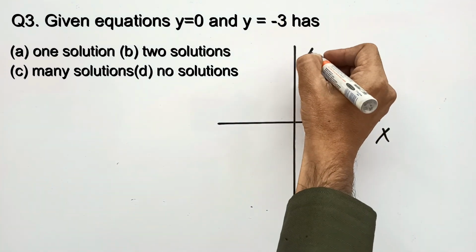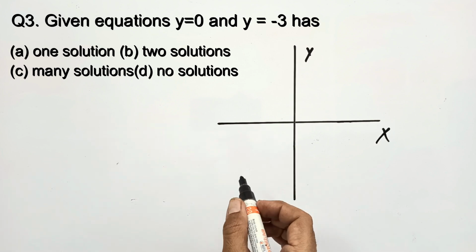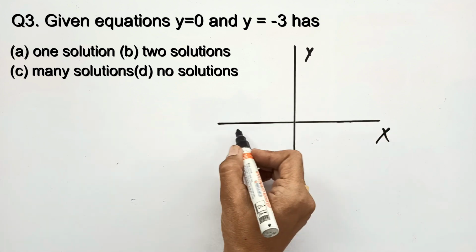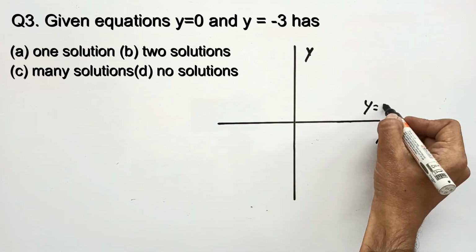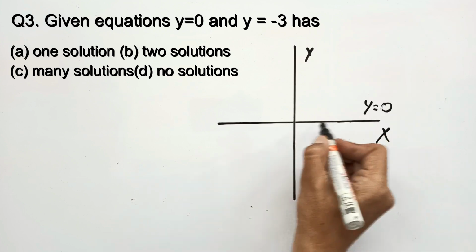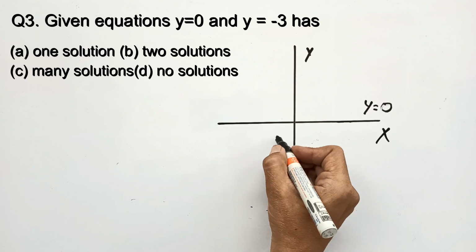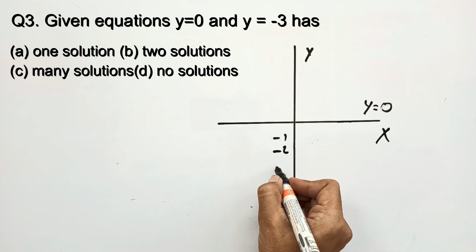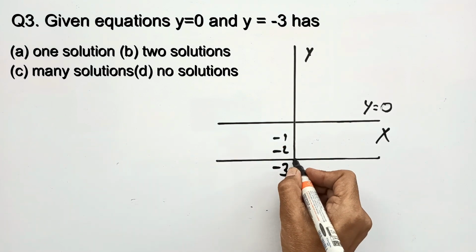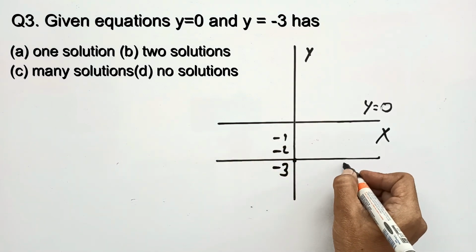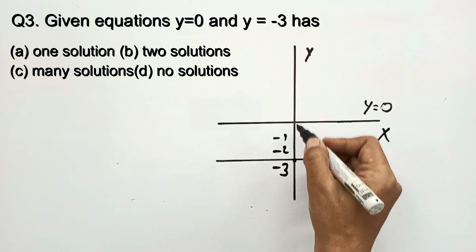X-axis, y-axis. Given that y is equal to 0. See, try to understand, y is equal to 0 means the x-axis. The equation of the x-axis is y is equal to 0 because there is no value of y on the x-axis. Now the second equation, y is equal to minus 3: minus 1, minus 2, minus 3. The line passes through this point, minus 3. So it is y is equal to minus 3 because of the value of y on the y-axis.